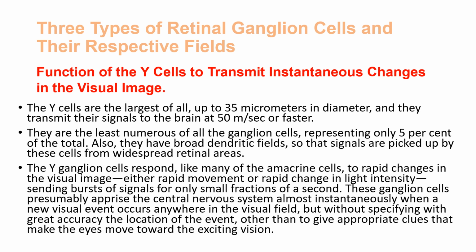The Y ganglion cells respond, like many of the amacrine cells, to rapid changes in the visual image, either rapid movement or rapid change in light intensity, sending bursts of signals for only small fractions of a second. These ganglion cells presumably apprise the central nervous system almost instantaneously when a new visual event occurs anywhere in the visual field, but without specifying with great accuracy the location of the event, other than to give appropriate clues that make the eyes move toward the exciting vision.